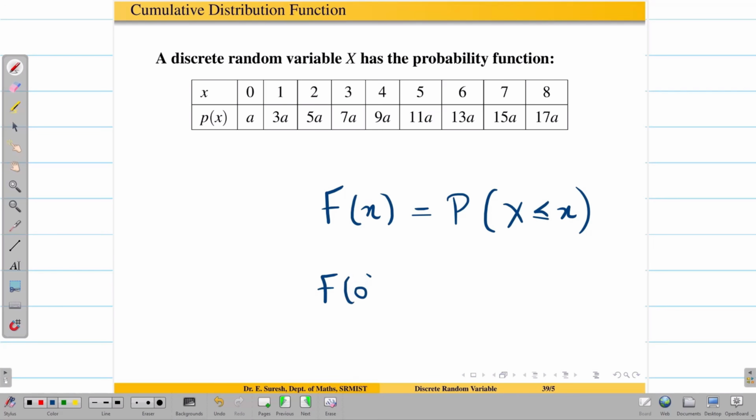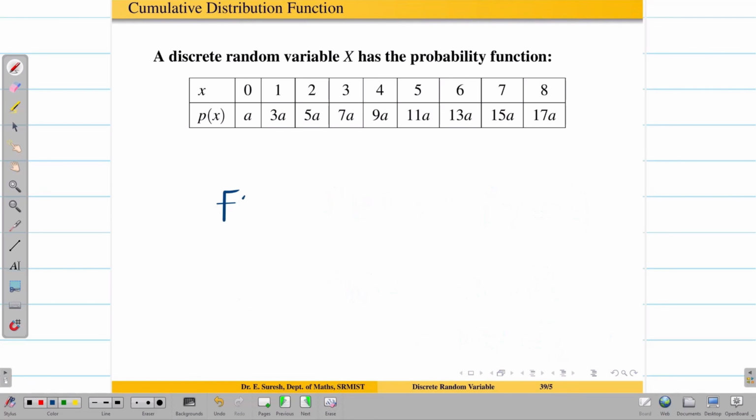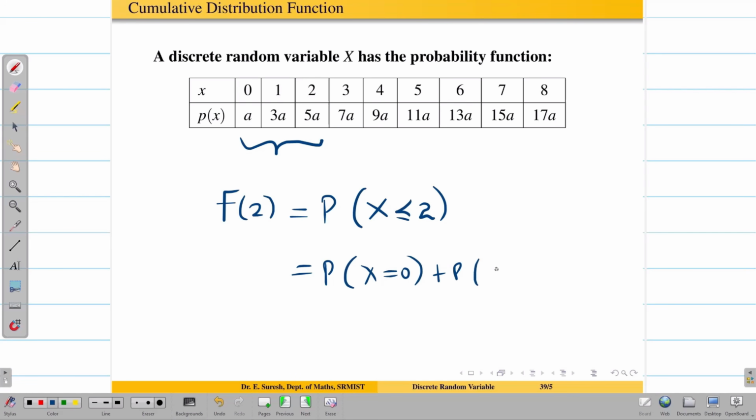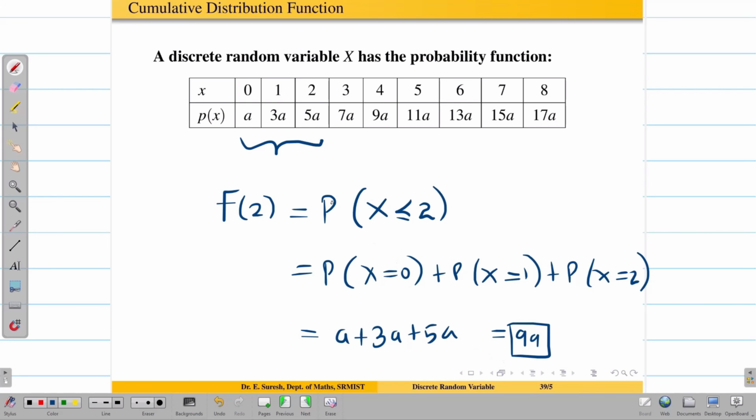So if I am asking to find F of 0, you have to add up to 0. Here the first value is 0, so simply we write x equal to 0. So it is a. If they ask you to find F of 2, that means probability of x less than or equal to 2, so we have to add up to 2. So it is nothing but probability of x equal to 0 plus probability of x equal to 1 and probability of x equal to 2. So a plus 3a plus 5a, it is going to be 9a. In a similar way, one can easily calculate F of 5, F of 7, etc.